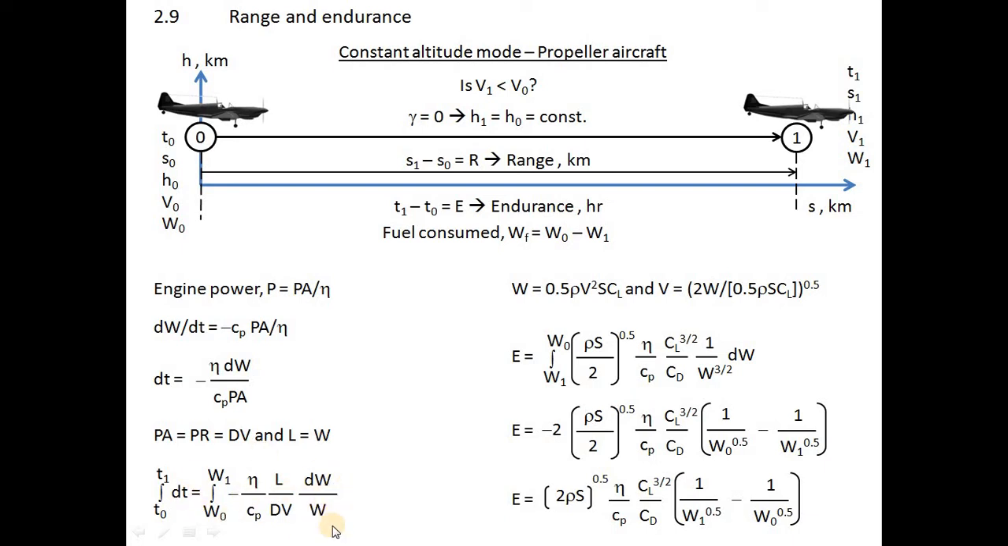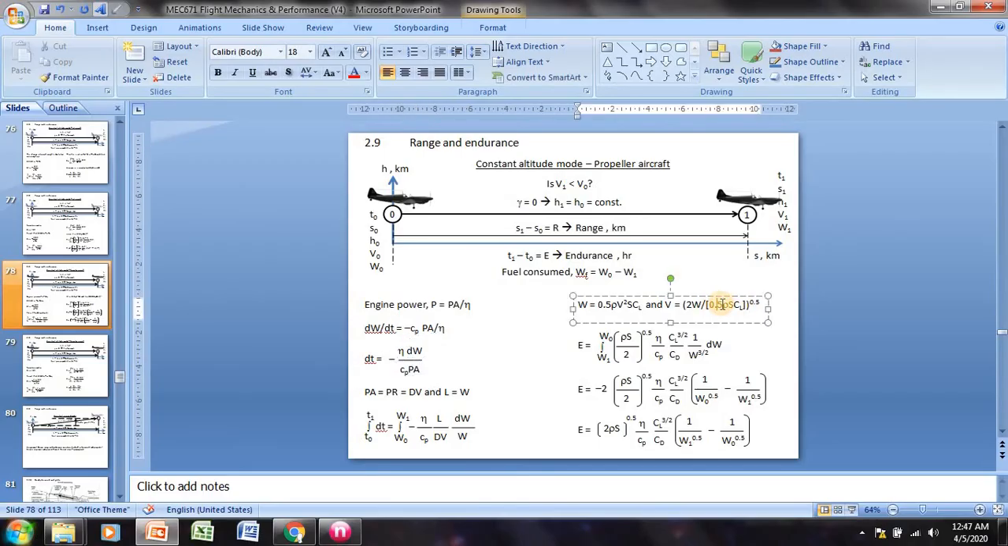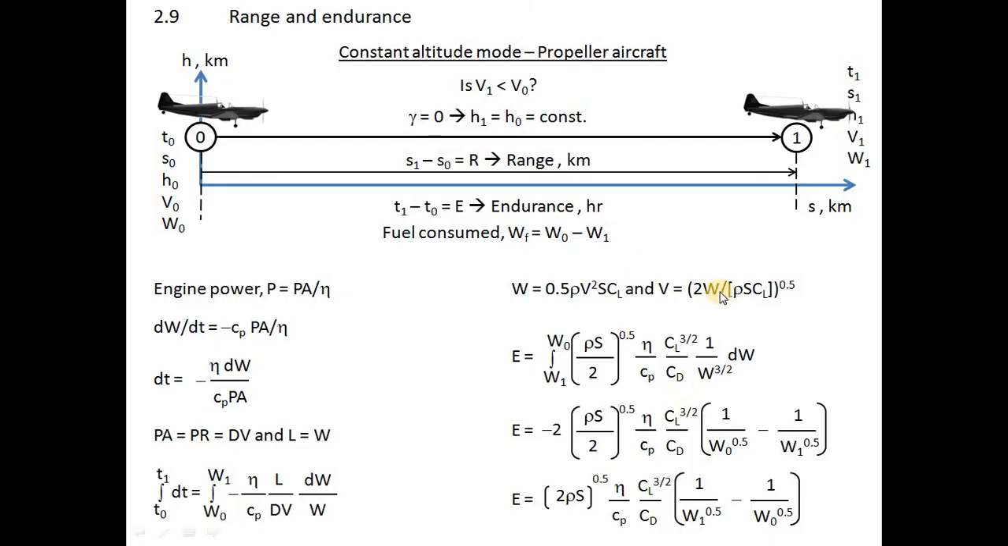We know that the weight is a function of velocity also, and velocity is not constant. So you replace this weight with half rho v squared S CL, where v is equal to this. Again, I made a mistake, another typo: I put half here, there should be two. Then put it into this equation. So endurance is equal to this, and after the rearranging process, you get this. So this is for propeller aircraft.